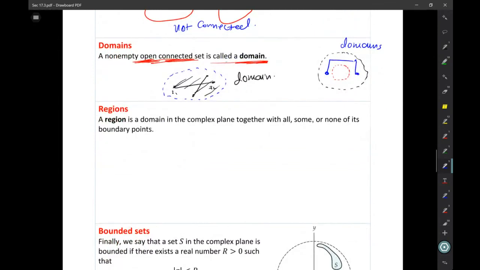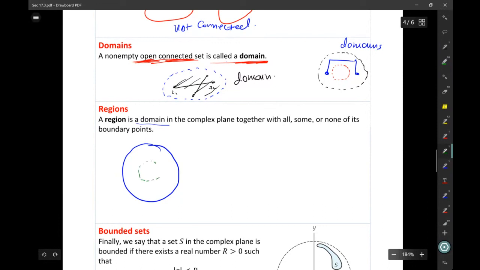Next, region. What is the meaning of region? A region is a domain in the complex plane together with all, some, or none of its boundary points. So this one here is a region.